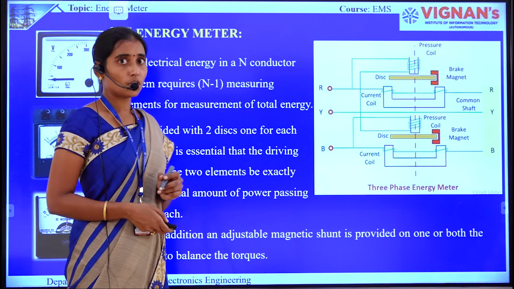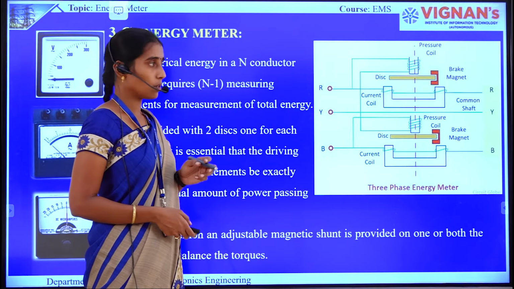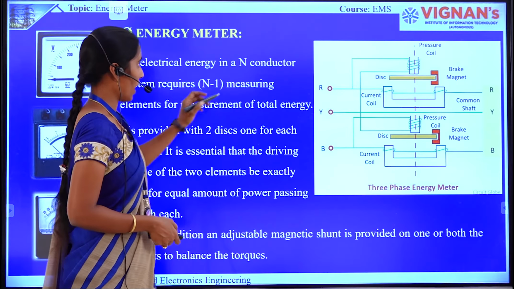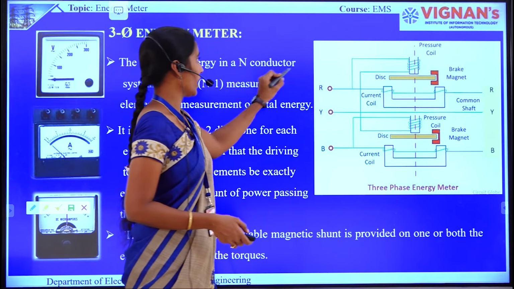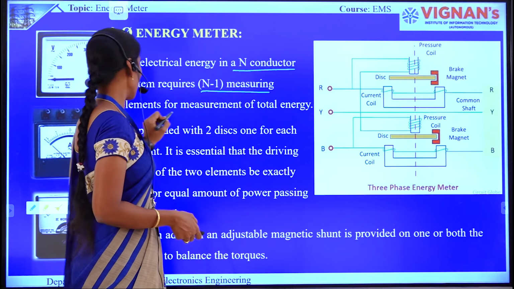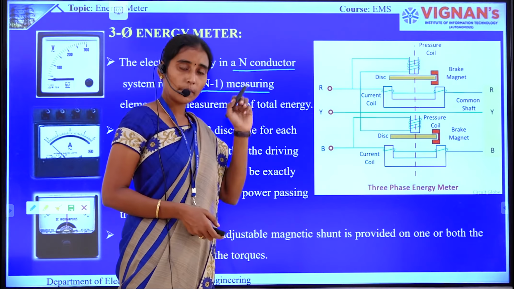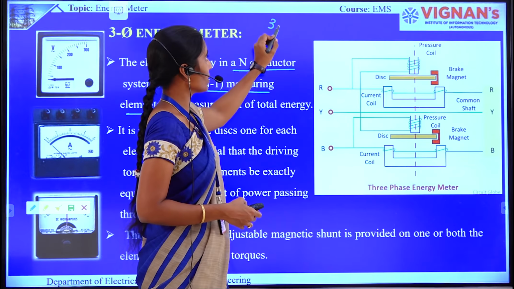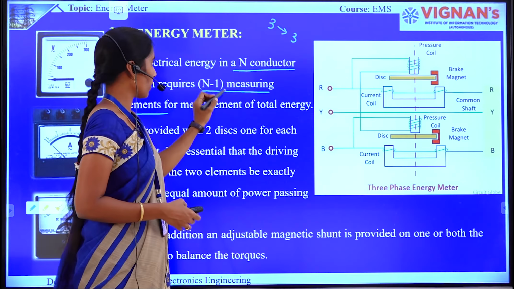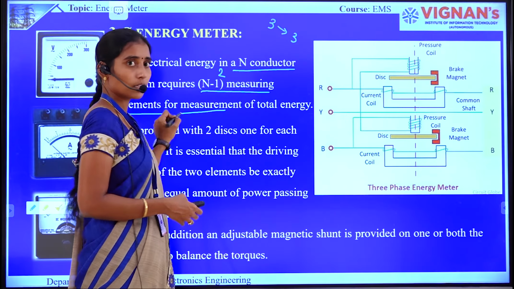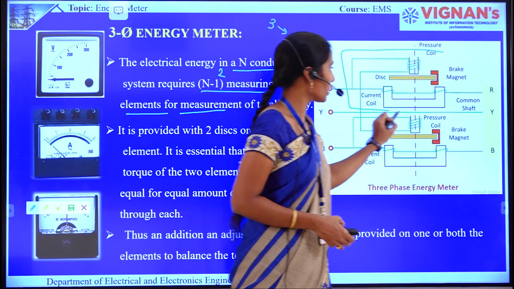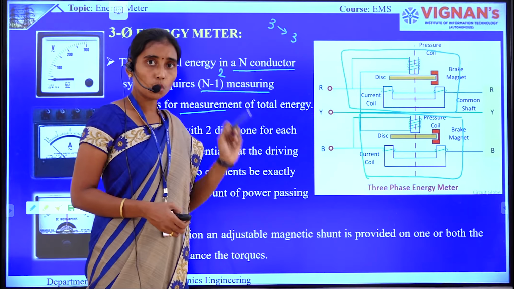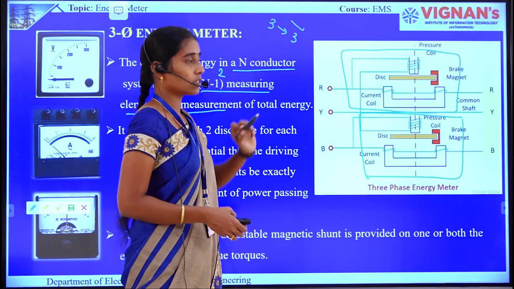So coming to the three-phase energy meter. In case of your three-phase energy meter, the operation is quite similar to your single-phase energy meter, but the basic difference is if you have n conductors, you require n-1 measuring elements. For example, if you are considering a three-phase, three-wire system, the number of phases is 3, that means the number of conductors is 3. So 3 minus 1, that is 2, you require 2 measuring elements. This entire thing is one measuring element, and this entire thing is the second measuring element. So you require 2 measuring elements if you consider a three-phase, three-wire system.